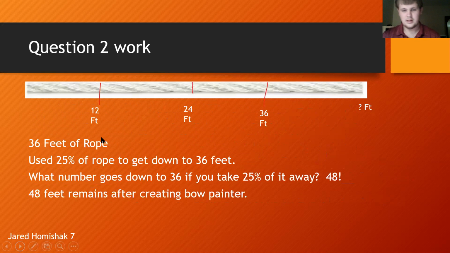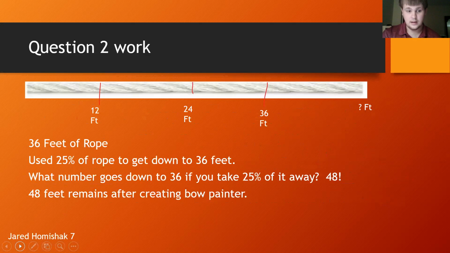Alrighty, for the next one, it's about the worker with a length of rope. For this problem, it's 72 feet for my work, so after we take out the work, we are down to just 36 feet. Now, he had to get rid of 25% of his rope after the first project. He used 25% of that for the second project to get down to 36. So with that in mind, we know that we're looking for some number that when you take away 25% of it will get you down to 36. That number is 48, which means he had 48 feet of rope left after he completed the first project.